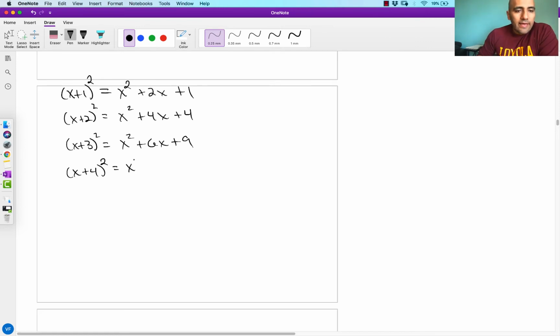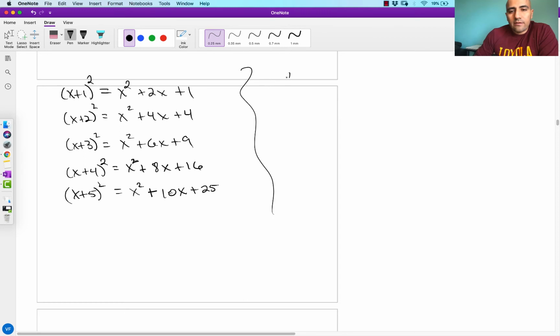If we had x plus 4 squared, we would end up with x squared plus 8x plus 16. And let's do one more. X plus 5 squared equals x squared plus 10x plus 25. Okay, so now that we see nice little patterns for perfect square binomials, then if you were working with something like this, right?